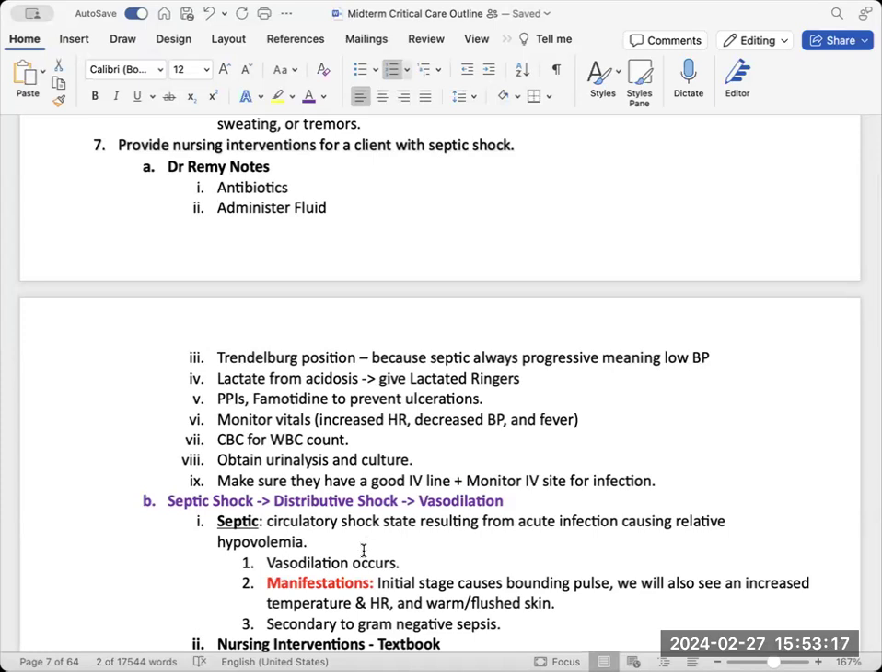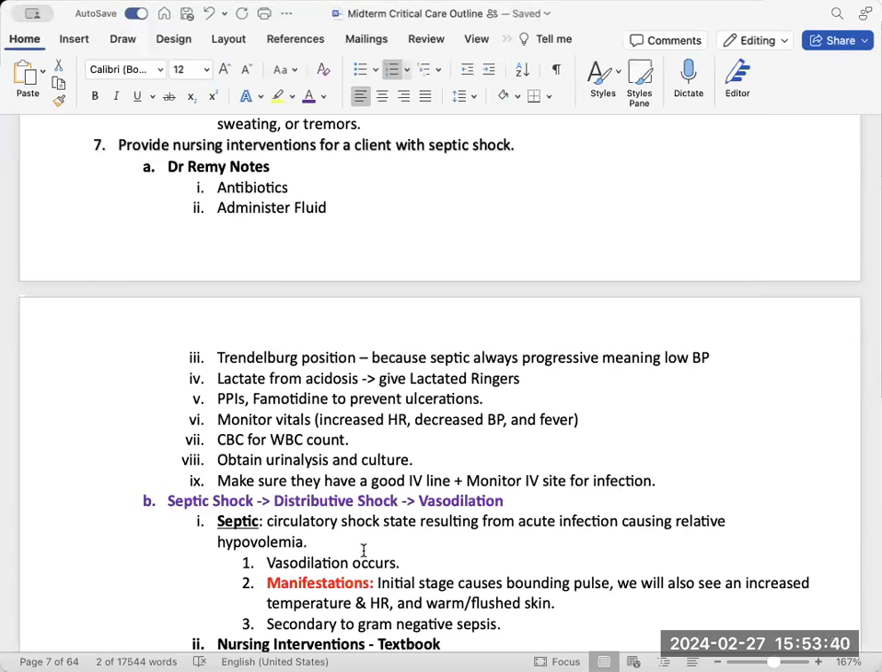And fluids are always needed for someone who has a fever. You need to keep their hydration status very high when someone has a fever because that is not very good. And fevers can cause a lot of dramatic effects in the body if it gets too high. So hydration status is very important. We want the Trendelenburg position. Why? Because they have a lower blood pressure. We want to raise that.